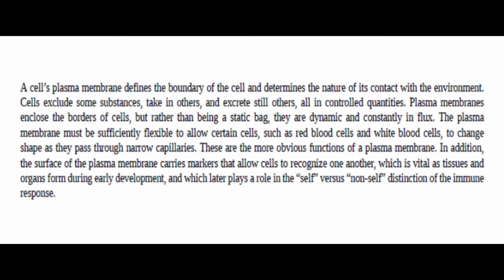These are the more obvious functions of a plasma membrane. In addition, the surface of the plasma membrane carries markers that allow cells to recognize one another, which is vital as tissues and organs form during early development and which later plays a role in the self versus non-self distinction of the immune response.